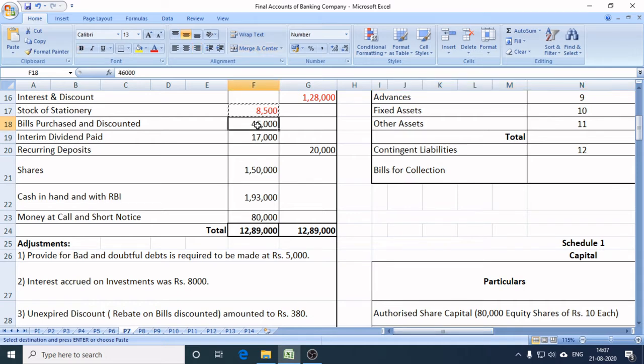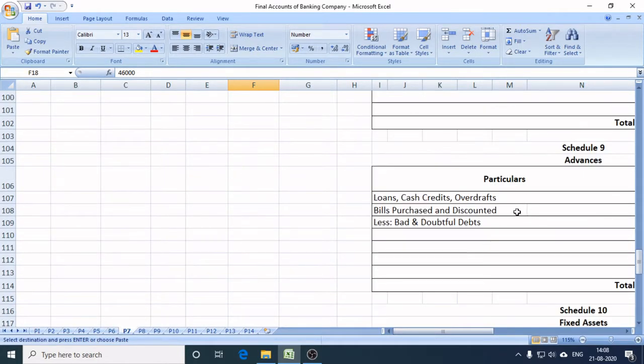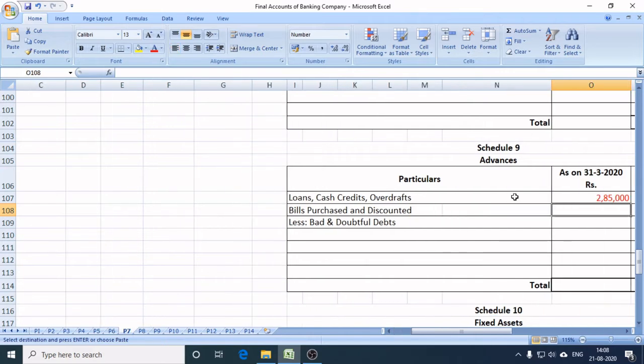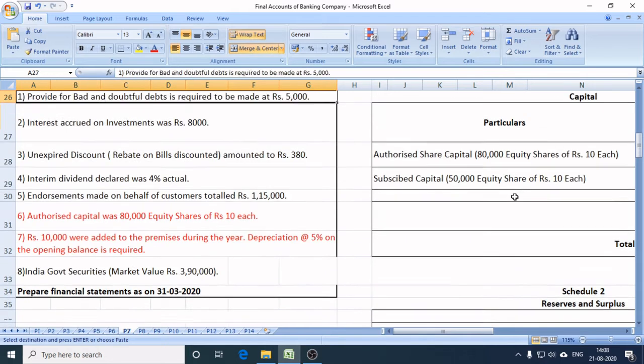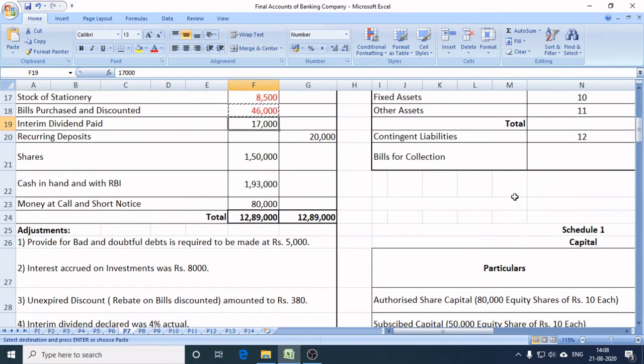Okay, now the next in the problem is bills purchased and discounted. It has debit balance, and we all know that it is one of the bank's most important assets, that is advances. So let's record it under schedule number 9, advances. Okay, after that the next particular in the problem is interim dividend paid, that is rupees 17,000.